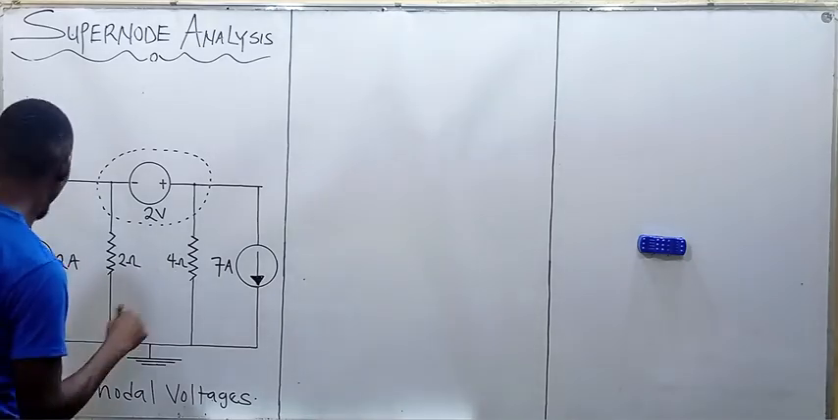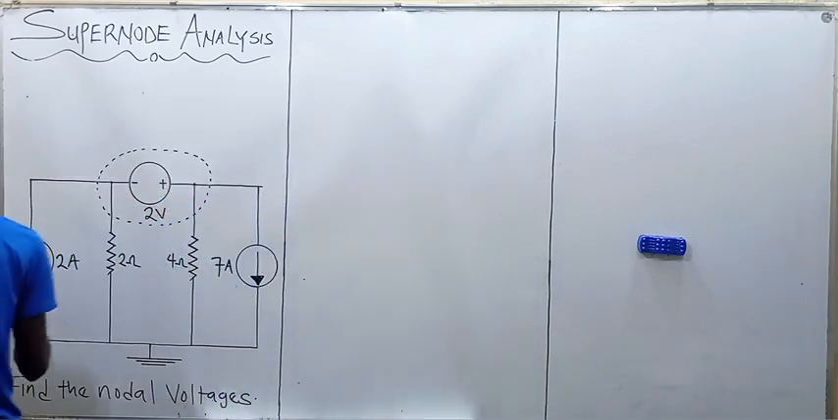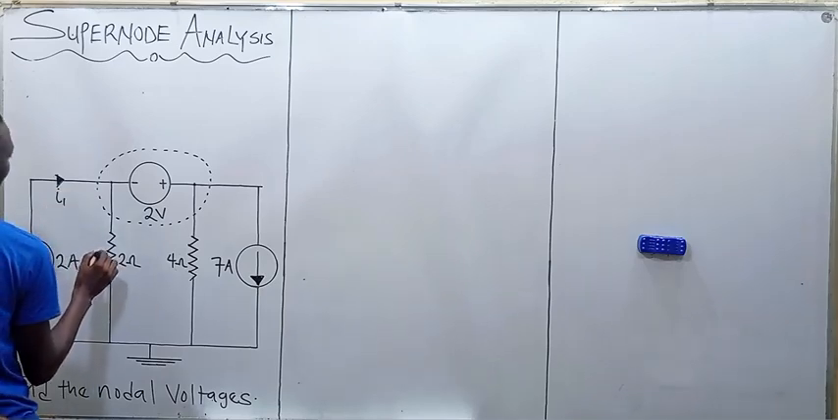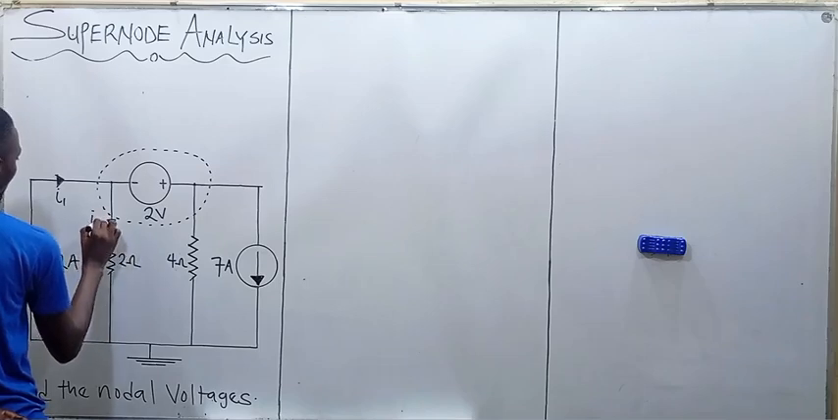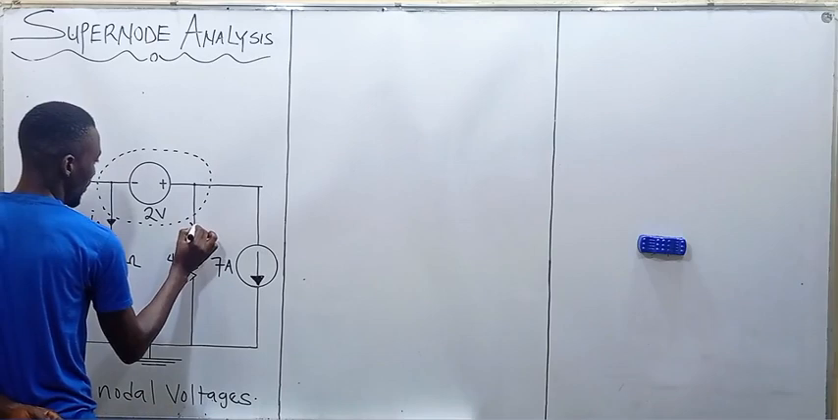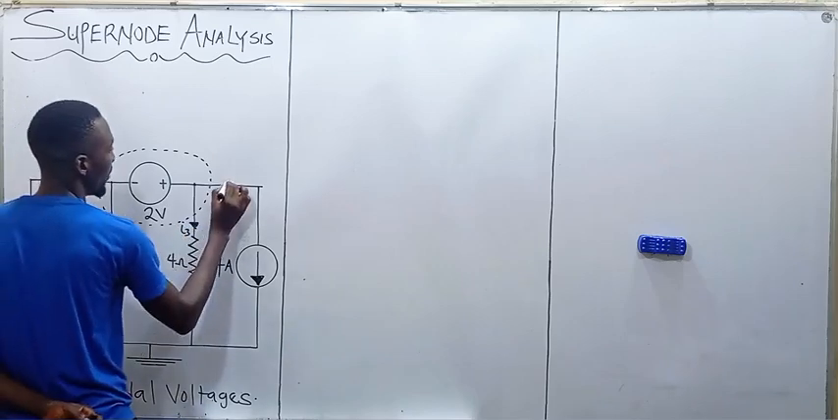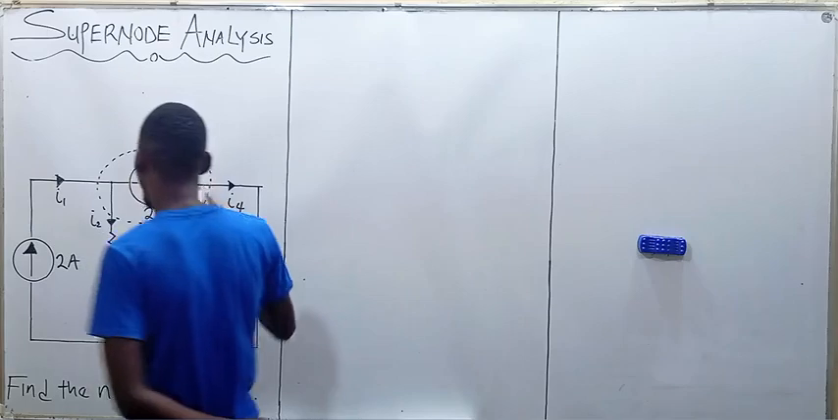All right, now the first thing we are going to do is to assign our currents. We say this is I1. So if this is I1, definitely this is going to be I2, and this is going to be I3, and the one leaving is going to be I4. All right, so we are treating this as a single node.